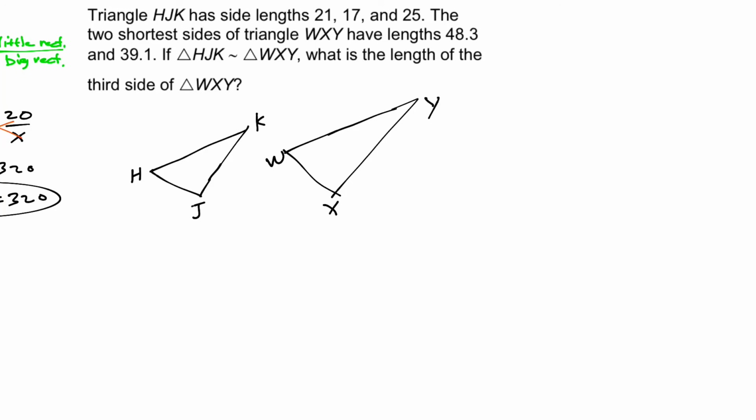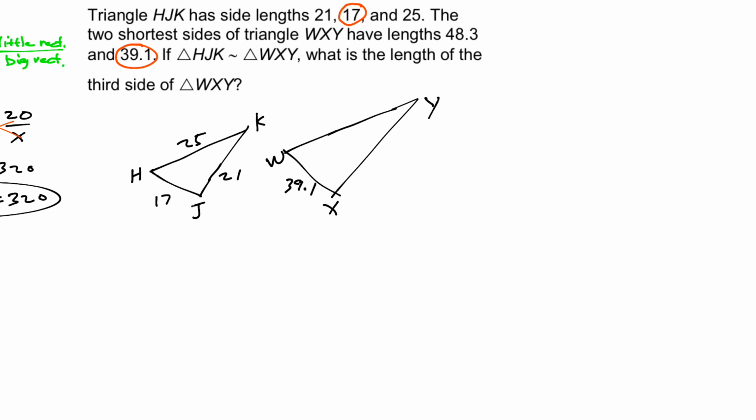Let's write in our given side lengths. So in the small triangle, I have a short side of 17, and then I have a second longest side of 21, and then I have a longest side of 25. And now when I write these in on the other triangle, I'm going to have to write them in the correct order. So the shortest side in the small triangle would correspond with the shortest side in the large triangle. So I've got to have the side length of 17 corresponding with the side length of 39.1. So I'll write in my 39.1 right there.